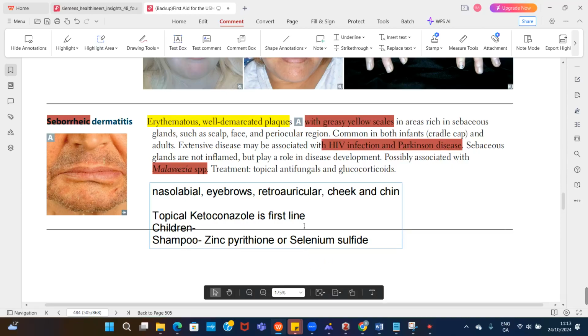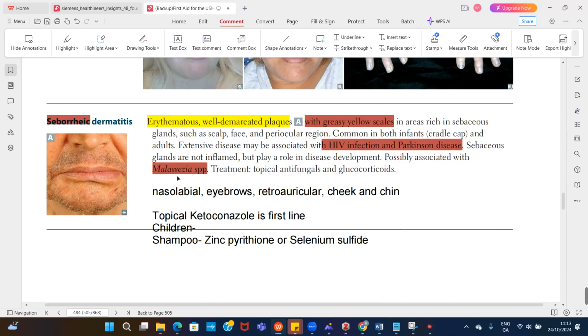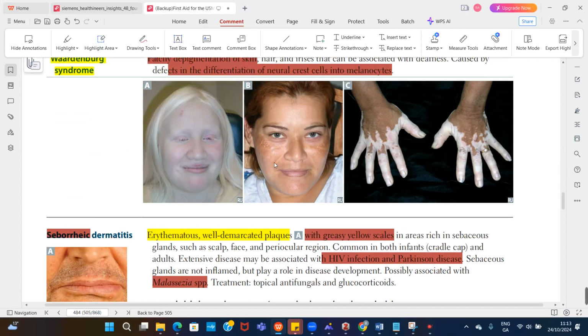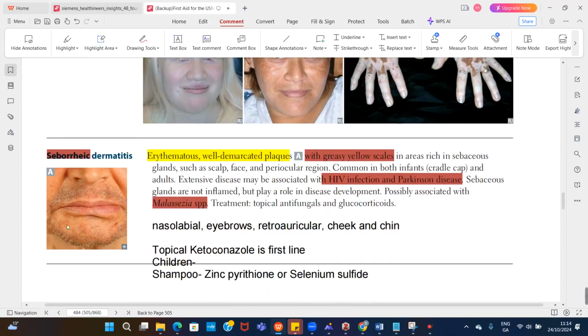Apply shampoo containing zinc pyrithione or selenium sulfide, or just wash them with emollient. It's going to go. Don't forget the implicating organism, Malassezia species. Don't forget the description: greasy, yellow, scaly lesions, very important on those particular areas that we have described: nasolabial fold, eyebrows, retroocular region, with the cheeks and the chin.